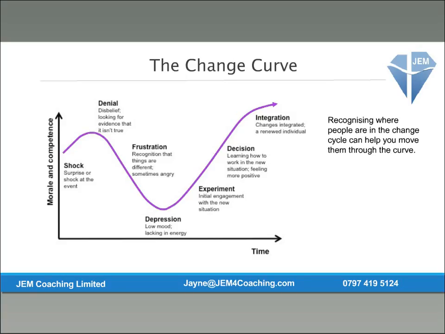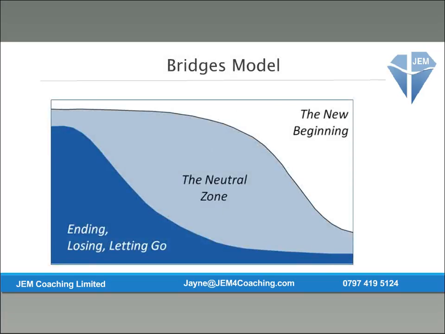When people are in that frustration, depression, experiment bit, they can go backwards and forwards a little bit through that before they actually come out the other side. And I'm going to talk in a little while about some things that will help people to come out the other side. The other model that's useful is the bridges model.